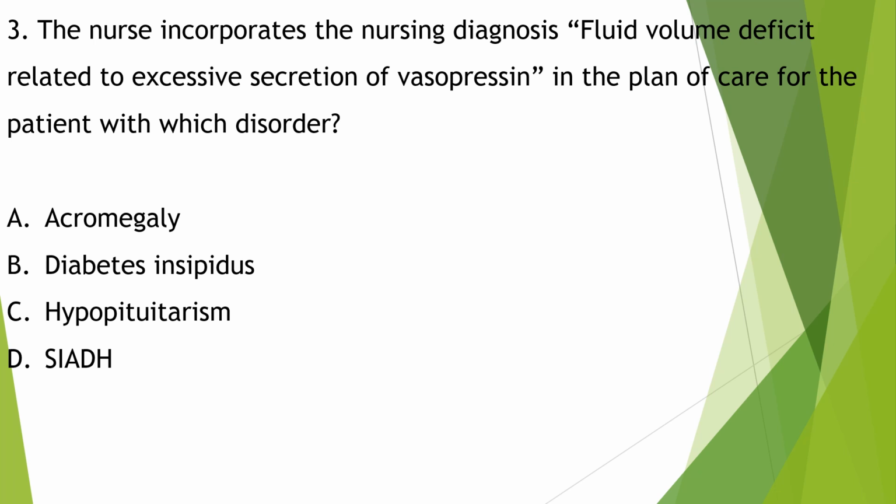Diabetes insipidus leads to fluid volume deficit secondary to losses of large amounts of water through the kidneys. Acromegaly is associated with overgrowth of bones secondary to excessive growth hormone secretion. Hypopituitarism is associated with multiple disorders based upon target deficiencies. SIADH is an excess of ADH leading to water retention and fluid volume overload.